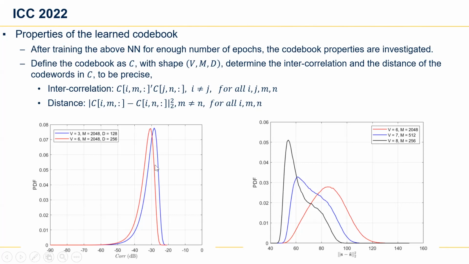The left figure is the plot of the distribution of the intercorrelation. The x-axis is the correlation in dB, and the peak value is around -30 dB. That means the inner product between codewords belonging to different sections is near zero, and that is why our title is Near-Orthogonal Superposition Code. For the distance property, we only estimate the L2 distance between different codewords belonging to the same section. For different combinations of V and M, this distribution will be somewhat different, and we will discuss it in the following slide.